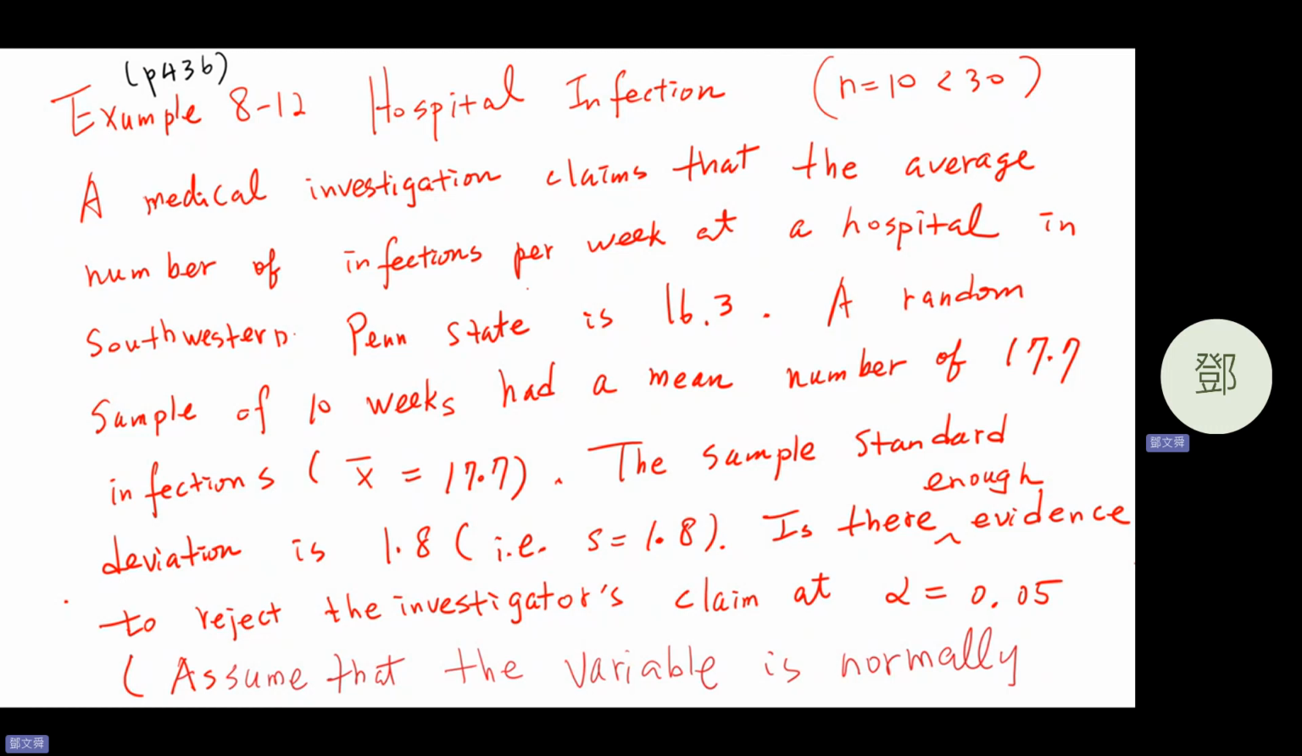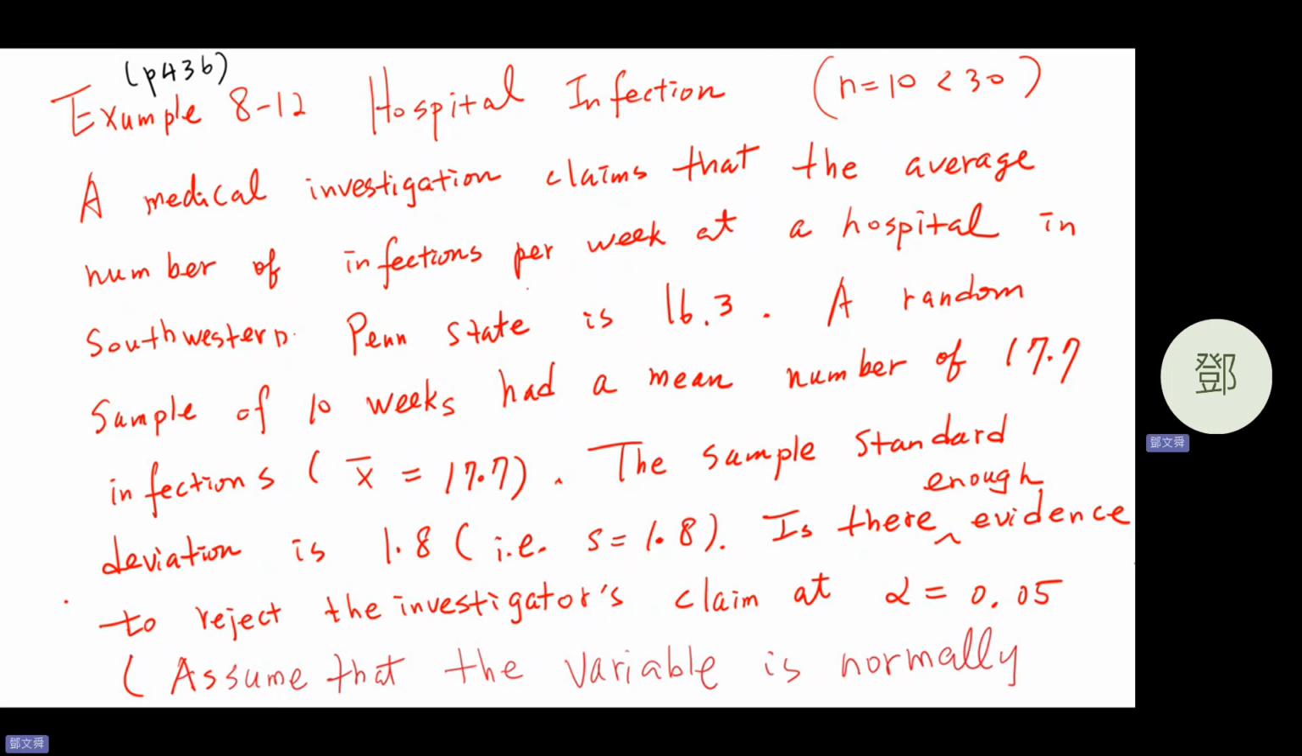This example: a medical investigation claims that the average number of infections per week at a hospital in southwestern Pennsylvania state, that's in America, is 16.3. On average there are 16.3 hospital infections in southwestern Penn State. Then a random sample of 10 weeks. This time n is 10, which is very small, a small sample. So n is now smaller than 30.